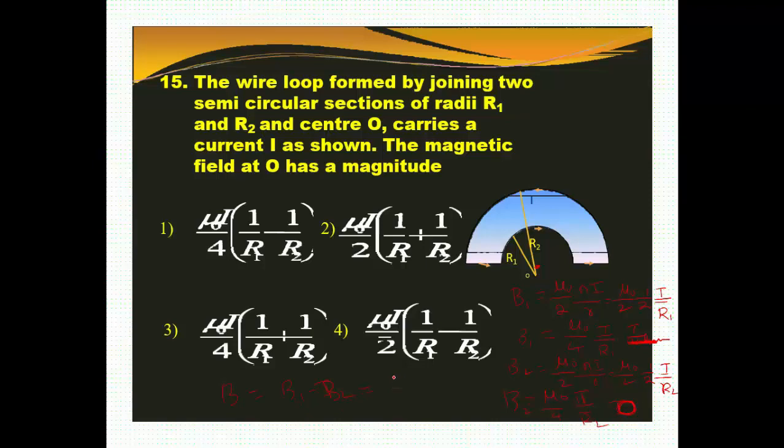If you do the calculation, I am not having sufficient space. If you substitute the values, you will get the answer as the first one. The answer is the first one, mu naught I by 4, 1 by R1 minus 1 by R2.